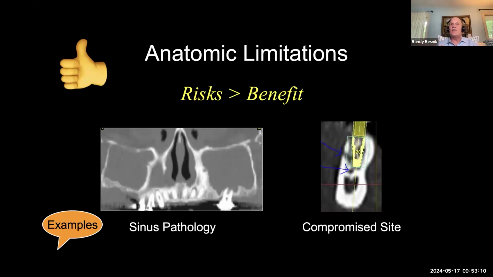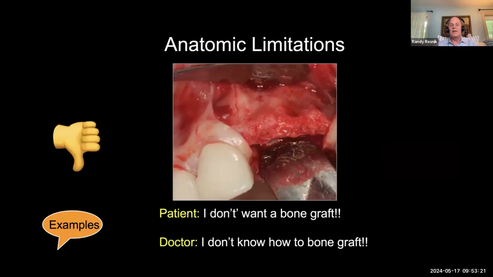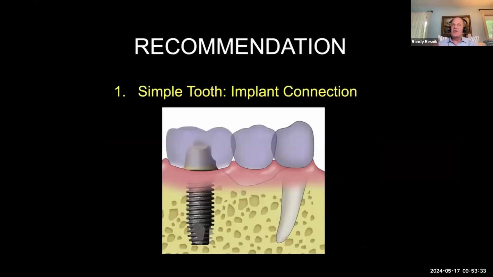Second, let's say that you have a type 1 nerve, high mental foramen, you don't have enough bone vertically, you don't have enough space to grow bone. Therefore, you have to attach it to the implant. What you don't want to do is use this when the patient doesn't want a bone graft, or the doctor says, I don't do bone grafts, so I'm just going to do it. I would try to stay away from that because you will be Monday morning quarterbacked on that.